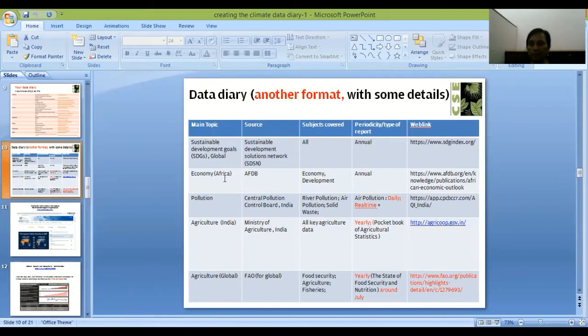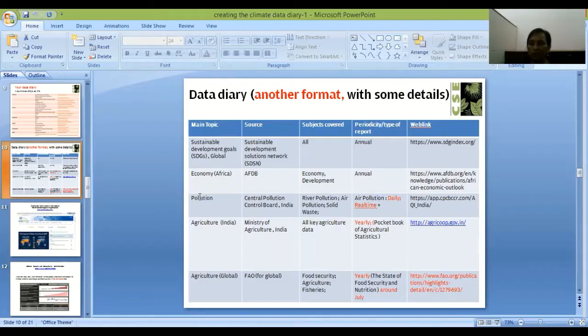Similarly, the second one in this screenshot is on Africa. The source for this is the African Development Bank. It covers a variety of subjects. They come out with several annual reports, annual publications. For example, African Economic Outlook is one of the most important publications that comes out from this bank. So I have made a note of it over here.